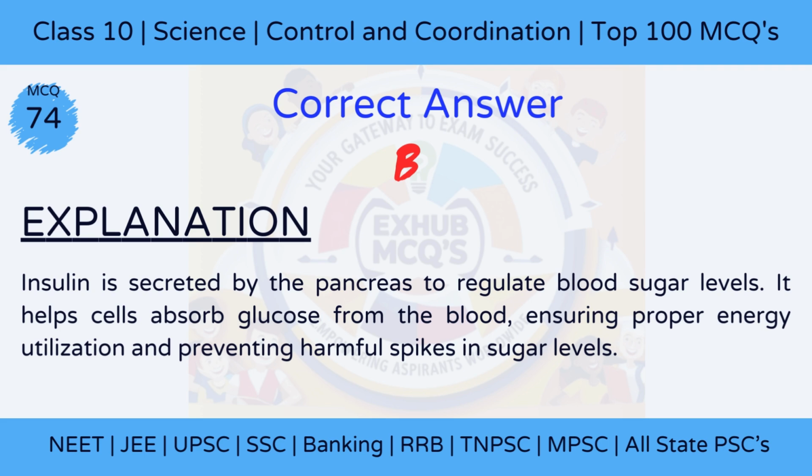Explanation: Insulin is secreted by the pancreas to regulate blood sugar levels. It helps cells absorb glucose from the blood, ensuring proper energy utilization and preventing harmful spikes in sugar levels.